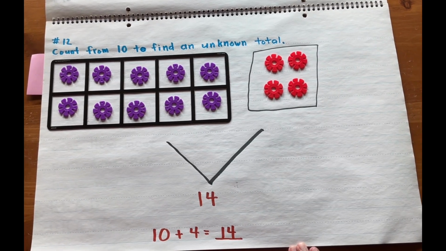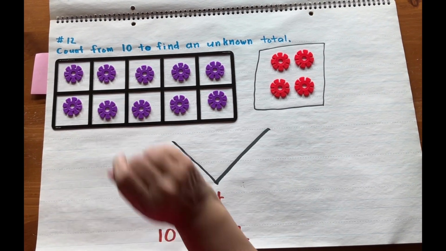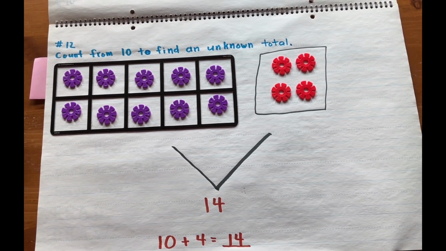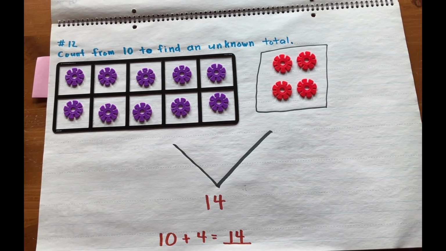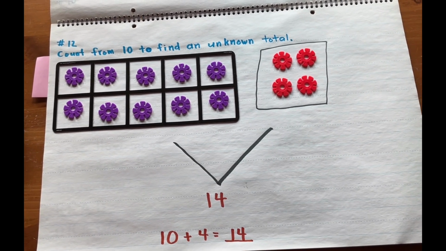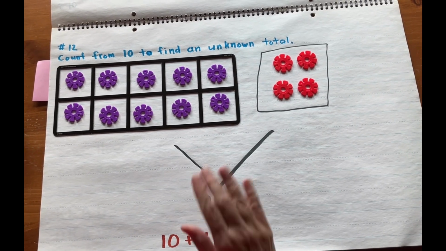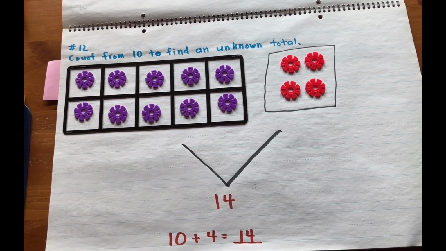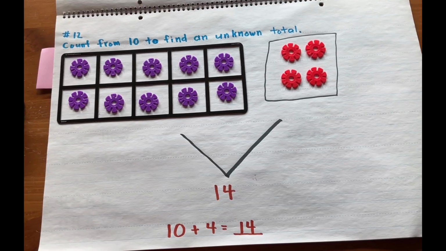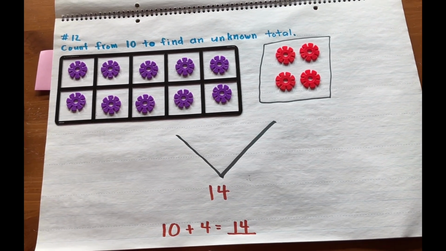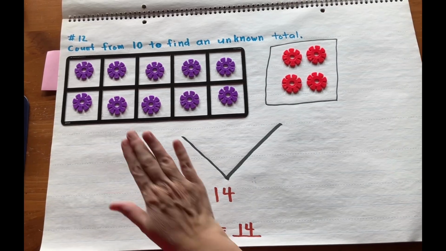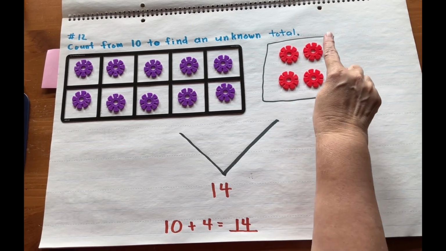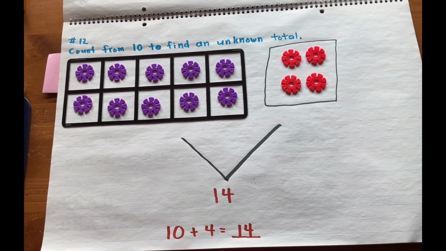Topic B, Lesson 12. Count on from 10 to find an unknown total. How do I figure out the total when I know the two parts? So I know this is part 10 and part 4. I like to start with 10 and count on. So I know this is 10 because I'm using my 10 frame. 11, 12, 13, 14.